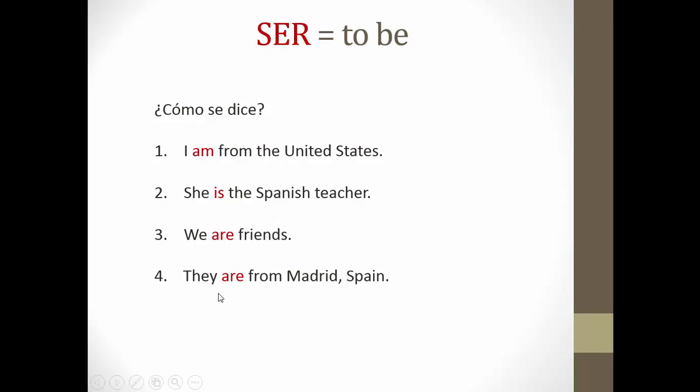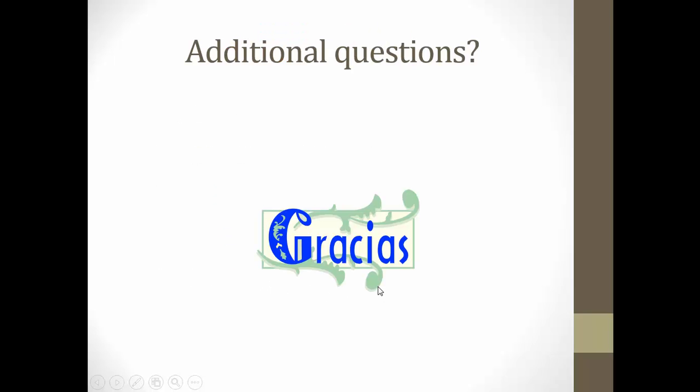So nosotros somos amigos. The last one says they, so we'll pick ellos. The correct form of the verb ser would be son, so ellos son. We know from is de, and Madrid stays the same, but Spain changes to España. So ellos son de Madrid, España.